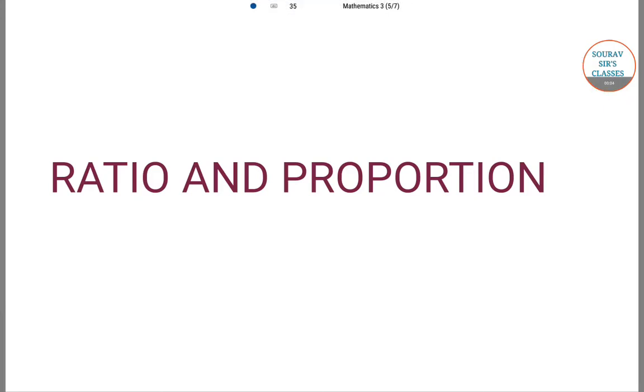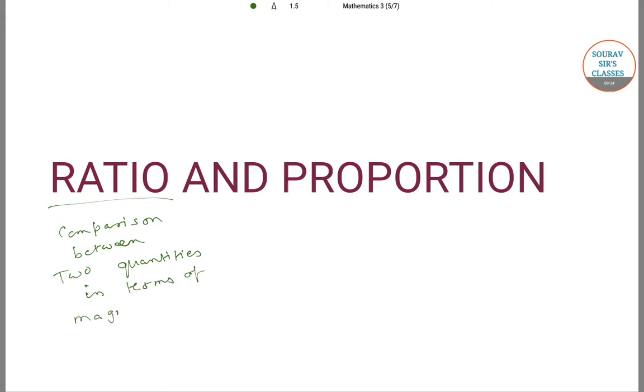The topic of this video is ratio and proportion. First, we will learn about ratio. Now, what is ratio? Ratio is the comparison between two quantities in terms of magnitude. It is expressed like A divided by B or A is to B. It is expressed in any of these two forms.